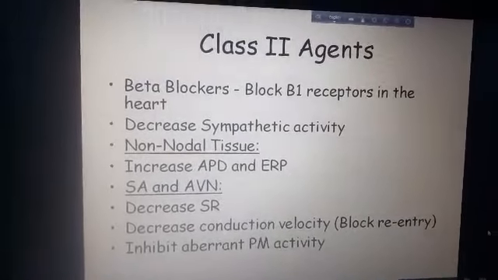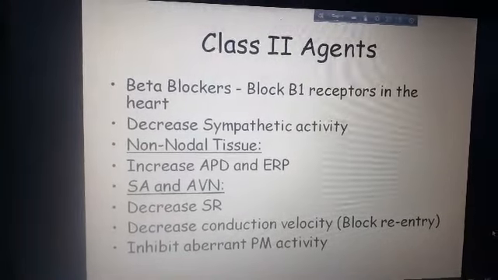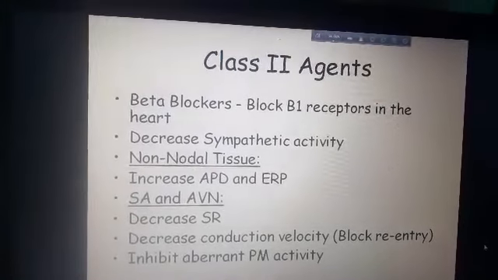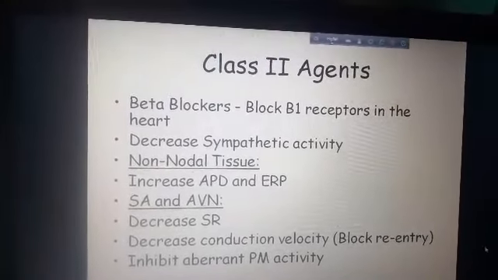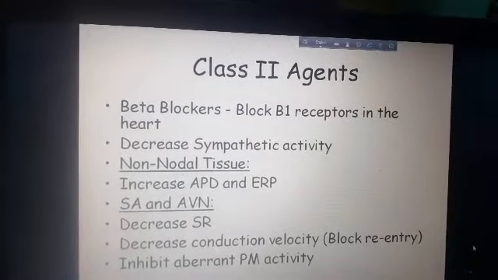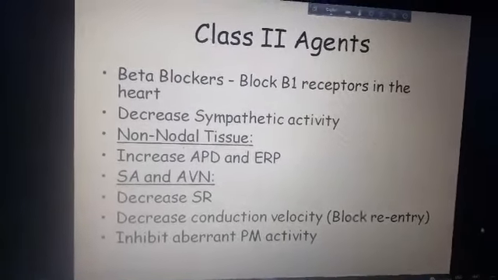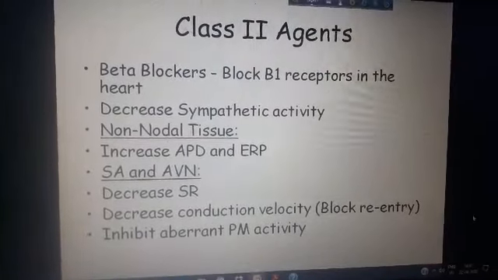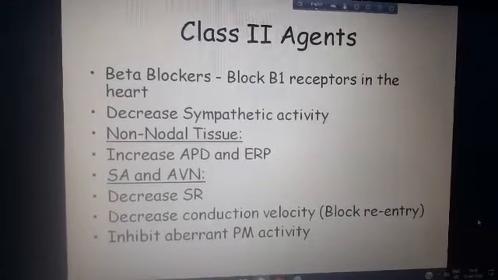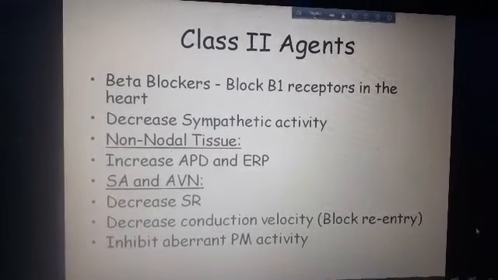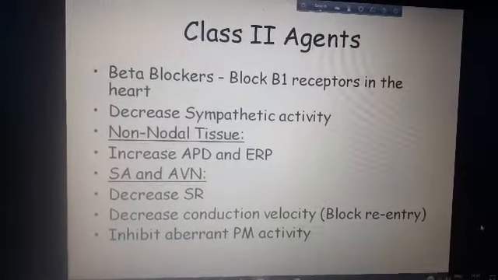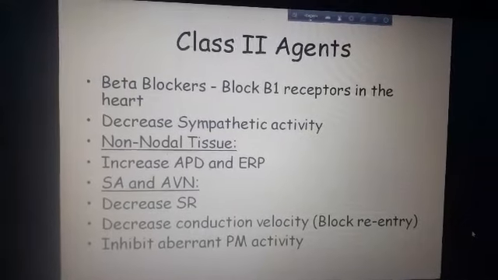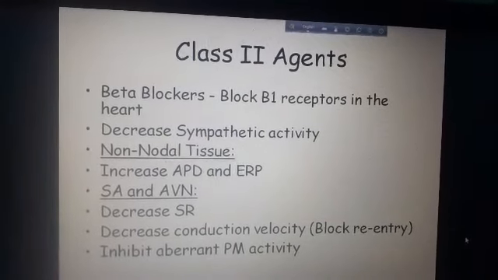Class 2 agents are beta blockers. They block the beta 1 receptor in the heart, and they decrease the automaticity. That means they decrease the sympathetic nervous system activity, and thus they decrease the diastolic depolarization or phase 4 slope. So phase 4 slope is decreased by the beta blocker in the pacemaker tissue, and in non-nodal tissue they increase the action potential duration and the effective refractory period. In the SA node and AV node, they decrease the sinus rate. They decrease the conduction velocity and block the re-entry, and inhibit the aberrant pacemaker tissue activity. So class 2 is beta blocker. We can use metoprolol, esmolol, atenolol, etc.